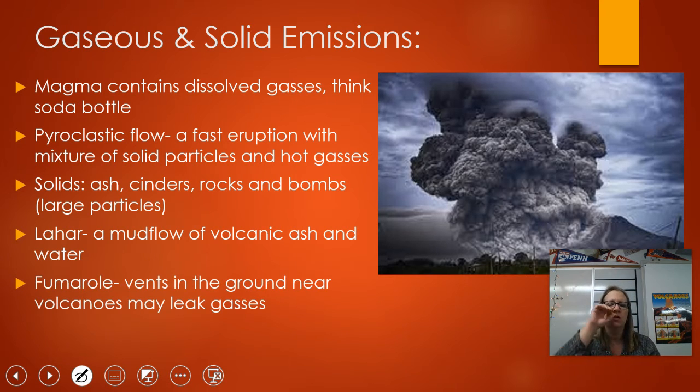Okay, you can also have these things called fumaroles. Fumaroles. These are little kind of side vents that leak gases. So it's not the main vent of the volcano, but it's kind of stuff out on the side, maybe a little bit of a distance from the main part of the volcano itself. That can actually be used as a sign of an impending eruption.